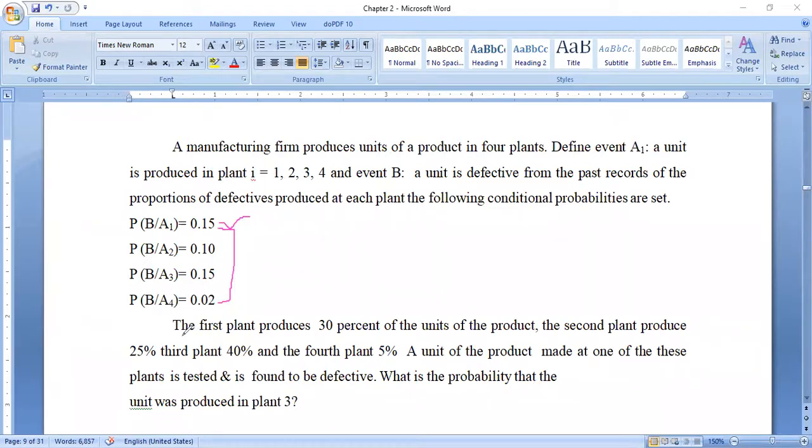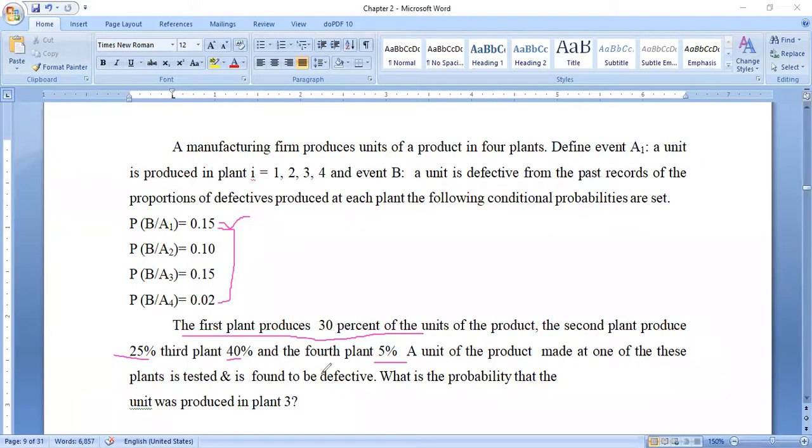Then immediately the next information is here. The first plant produces 30% of the units, second plant 25%, third plant 40%, fourth plant 5%. A unit of the product made at one of these plants is tested and is found to be defective. What is the probability that the unit was produced in plant 3? Okay, they are asking about plant 3, the posterior revised probability information regarding plant 3.